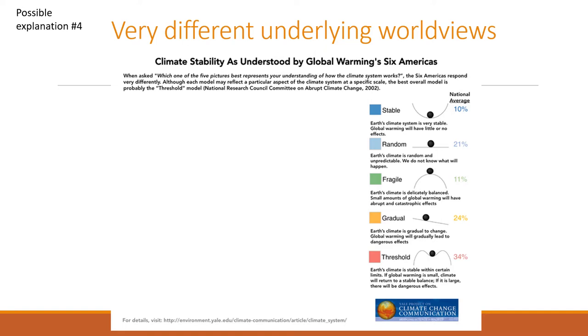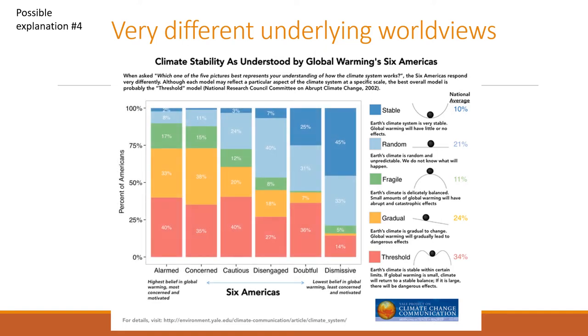So maybe we need to do a little something to prevent the worst from happening further out, but right now it's okay. So these are the possible worldviews that were investigated in this particular question. Now look how the six Americas fall across. The alarmed do not have a prevalence of the stable or random worldview, whereas they think much more that it's gradual, or the Earth is fragile and we must really prevent things from being destabilized, or there's that threshold effect: stable for a while, but definitely a risk of seeing dangerous effects.